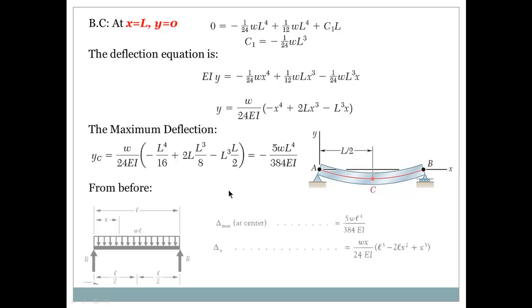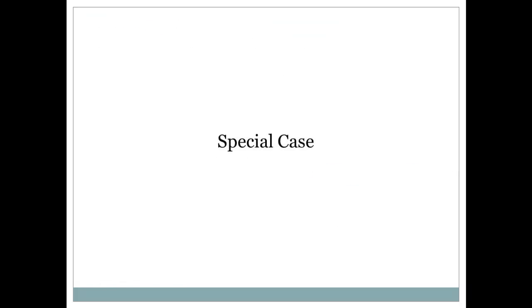From before, we had this figure, and delta max at center is 5wL^4/384EI. So if we follow these steps, these problems become easy, but be careful with the integration and how to use the boundary conditions. Now the special case, and we need to pay attention to this one.